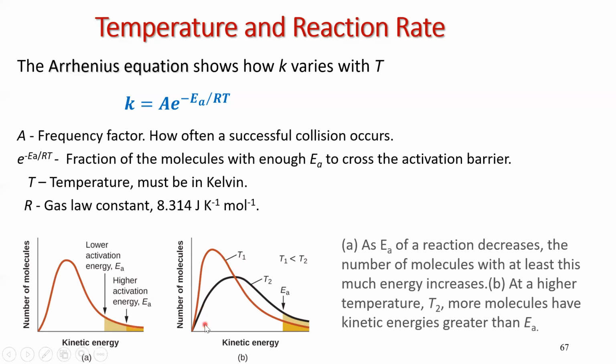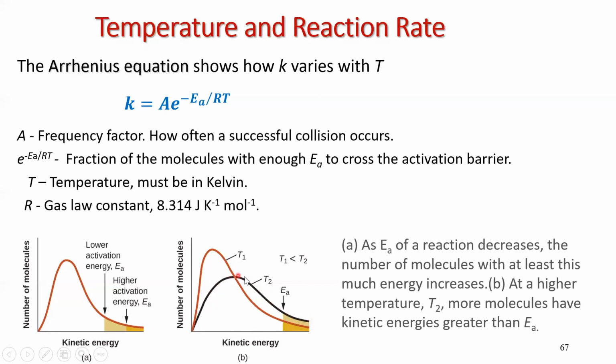Now, when we look at this graph, we're looking at the distribution of kinetic energy among molecules at two different temperatures. This first curve here, the red one, is a reaction at a lower temperature. At a lower temperature, the distribution of kinetic energy is more compact, and only a small number of molecules underneath this curve actually have enough energy to react. But if we increase the temperature, we see a distribution of kinetic energies that looks like this black curve, where the distribution is spread out a little bit more.